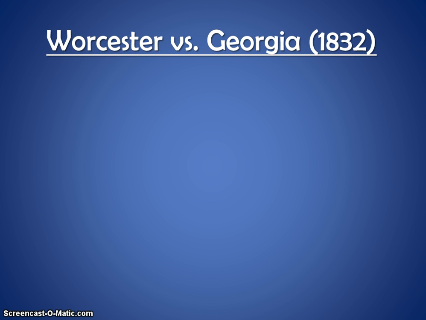Okay, Worcester versus Georgia, and I know that looks like Worcester, but it's actually pronounced Worcester. Why is it pronounced Worcester? I have no idea, but that's how it's pronounced. 1832, and this is a court case. Anytime you see this in the title, that means that there was a case that was tried in front of a court and there was a decision made.